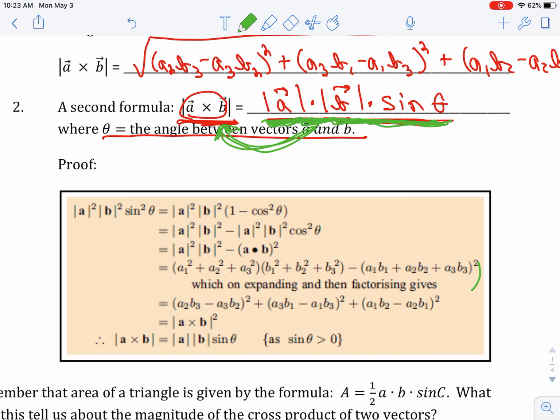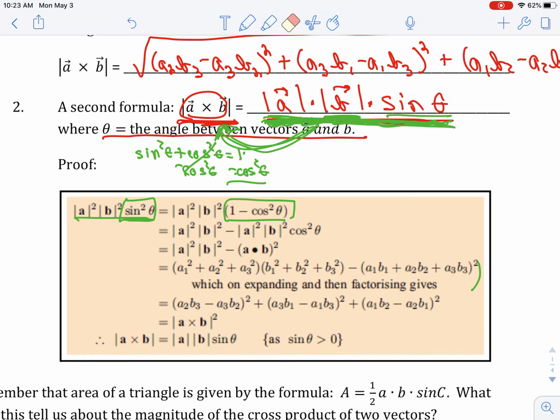Okay, so like I said, we're going to start with this side squared, and we want to prove that it's equal to this squared. So this side squared is going to be the magnitude of a squared times the magnitude of b squared times sine squared, and that's what you see here. Well, remember from trigonometry, the Pythagorean identity, which says that sine squared theta plus cosine squared theta is equal to 1. So if I subtract cosine squared theta from both sides, as you did a lot when proving some trig identities, sine squared is going to be equal to 1 minus cosine squared, and that's what you see here. Sine squared has been replaced with this.